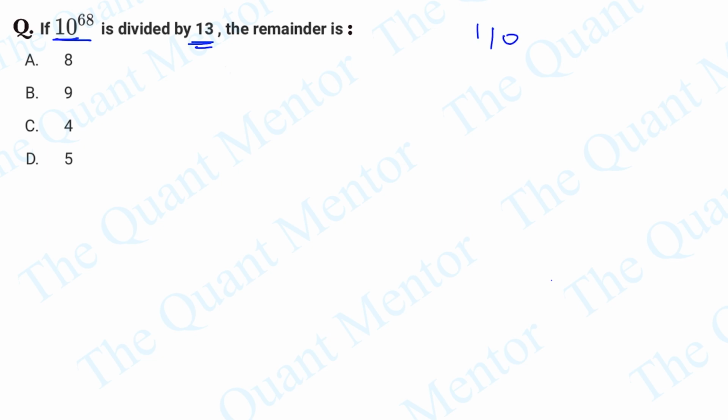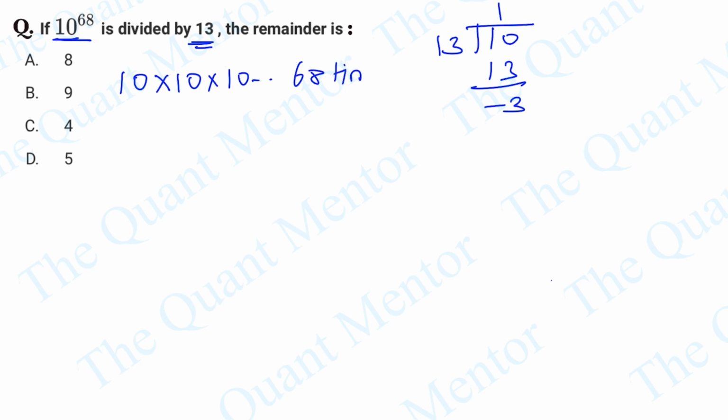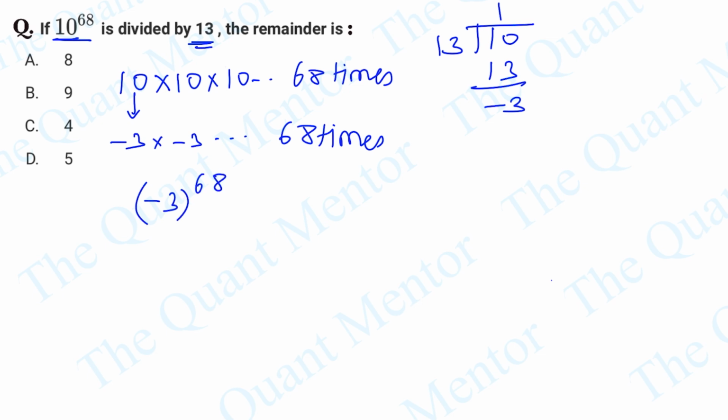So if I divide 10 by 13, the remainder would be 10, or equivalently minus 3. So 10 power 68 when divided by 13 is like saying 10 into 10 into 10 for 68 times will be divided by 13. So each time you get the remainder minus 3. So the remainder will be minus 3 into minus 3 into minus 3 for 68 times, which is nothing but minus 3 raised to 68.